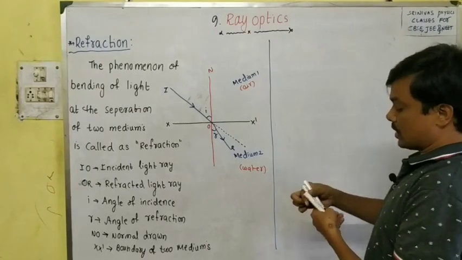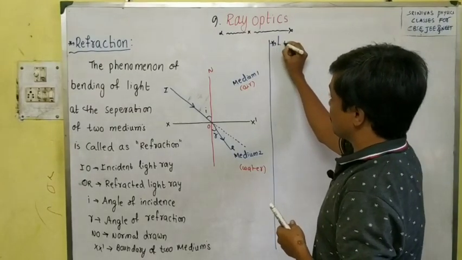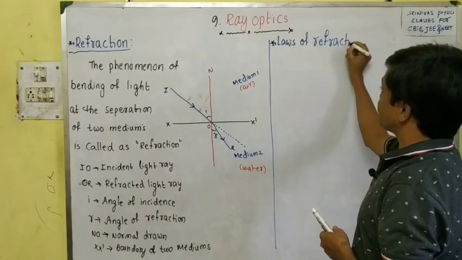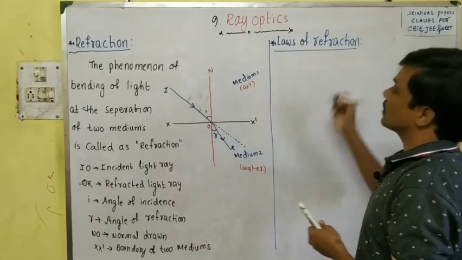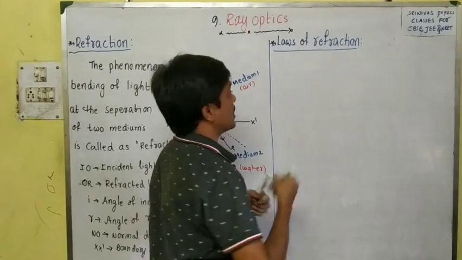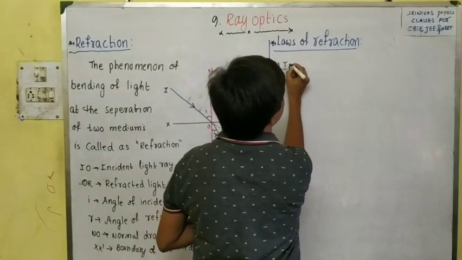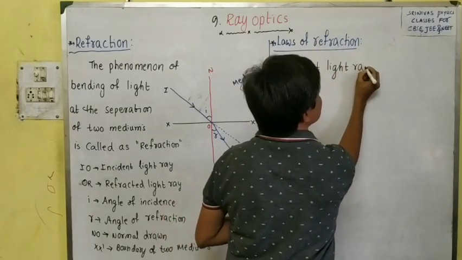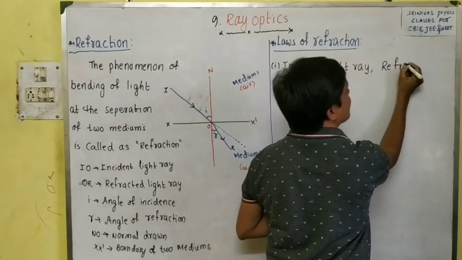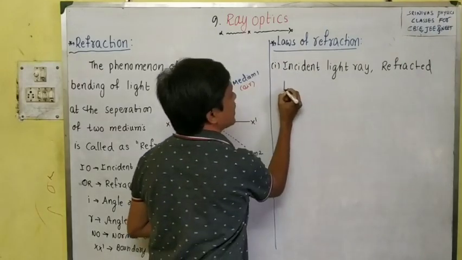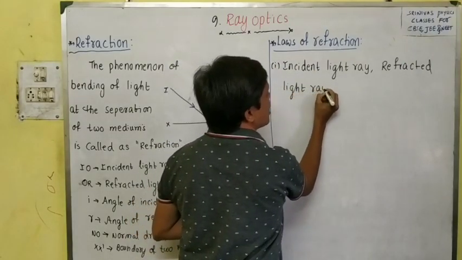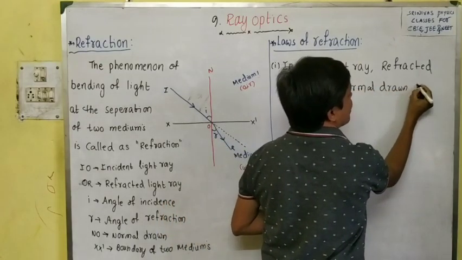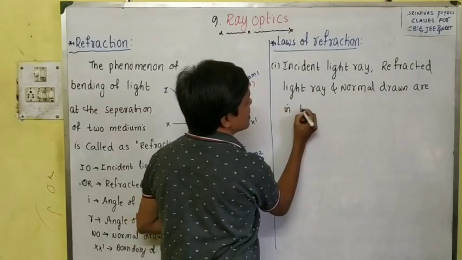Now we have to go for the laws of refraction. What are the laws of refraction? There are two laws. The first: the incident light ray, the refracted light ray and the normal drawn are in the same plane.